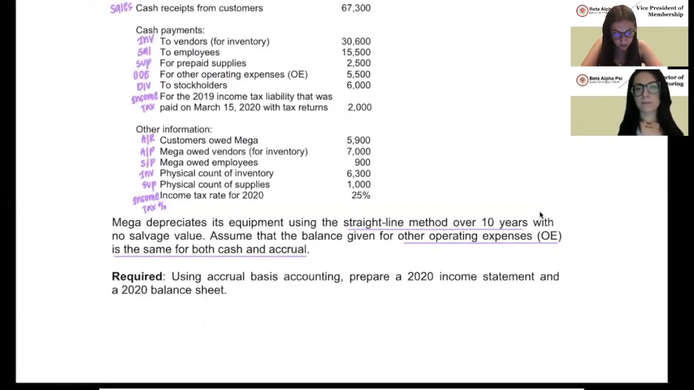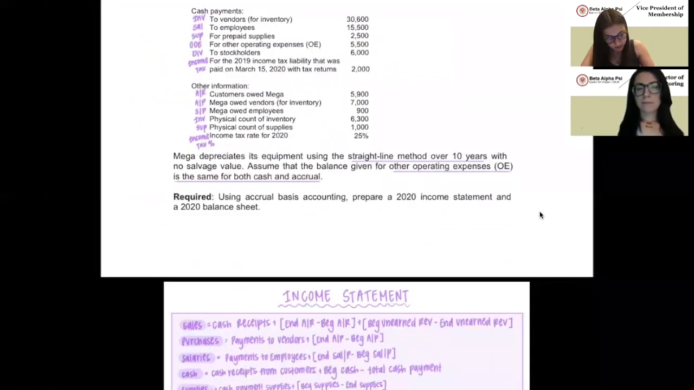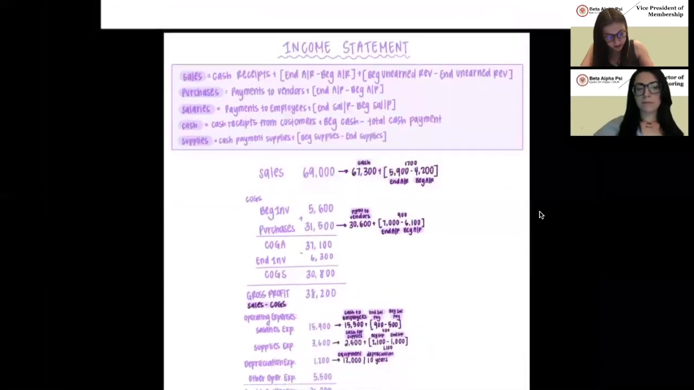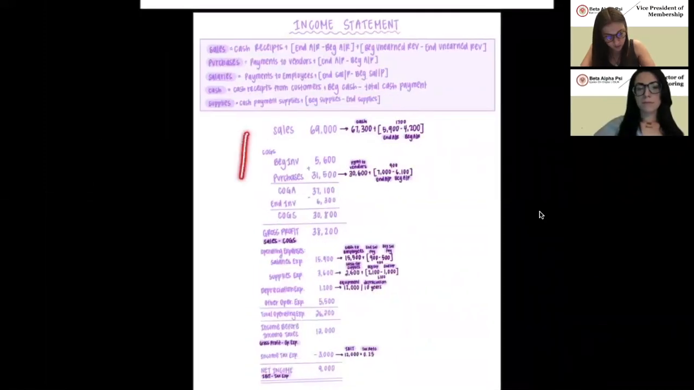So they're asking us to prepare an income statement and a balance sheet. We're going to prepare our income statement first because with our income statement, we do need our net income for our balance sheet. So we're going to do the income statement and then we're going to do the balance sheet. So here's our income statement. I'll go through the whole line and then we'll go through each number.